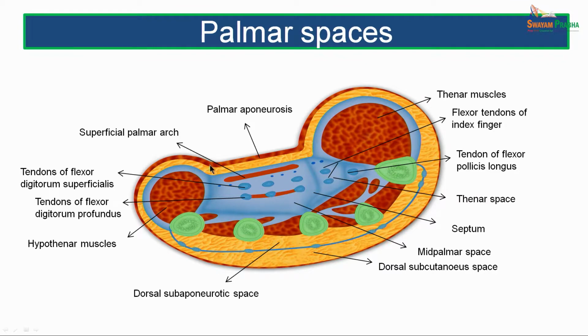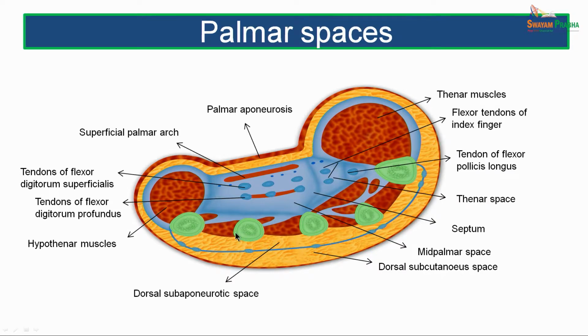Whereas, from the medial border of the palmar aponeurosis, another septum goes towards the fifth metacarpal bone, and thus a large fascial space between the medial intermuscular septum and the lateral septum is the mid-palmar space. So, here we see a clear view of the thenar space which is between the lateral septum and the intermediate septum, while we also see the mid-palmar space which lies between the intermediate septum and the medial septum.